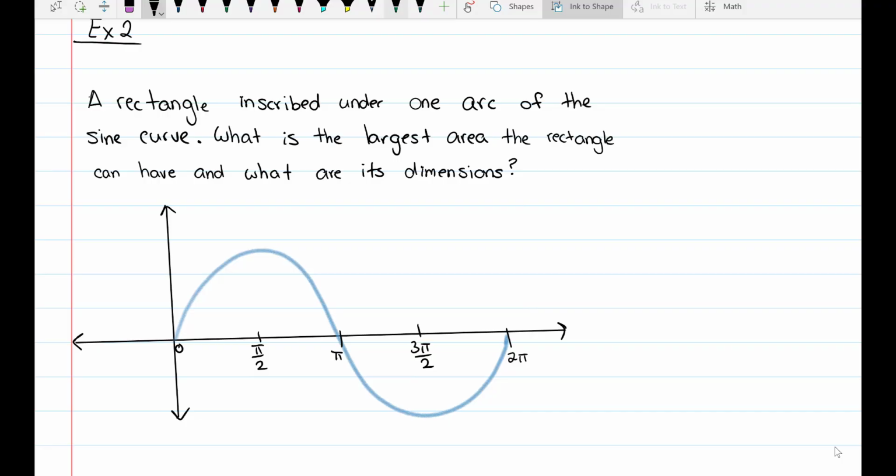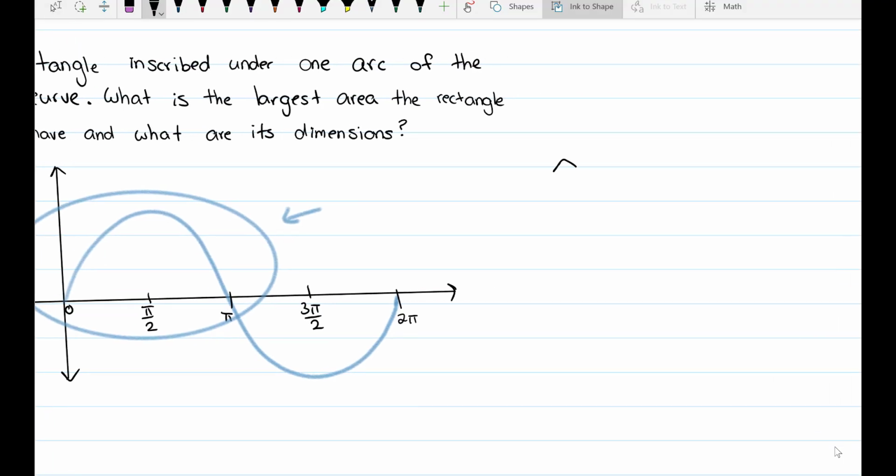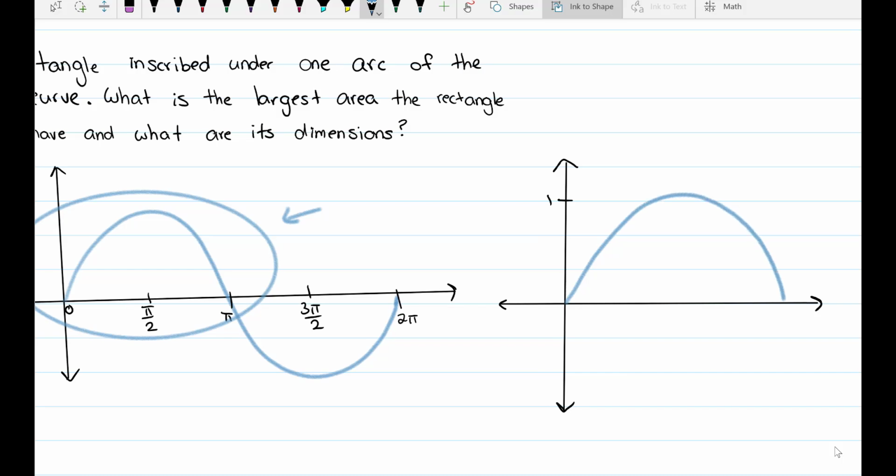Where we're going to be focusing in is on this area right here. One arc of it. So I'm going to draw that just a little bit zoomed in. Where this is 1, and here we go. It's a little bit off. I don't like that one. Good enough. I'm just going to change the y value. There's 1. So this is pi over 2.